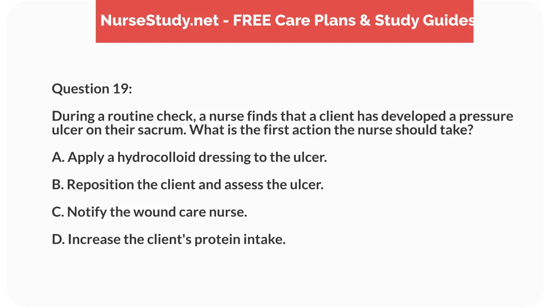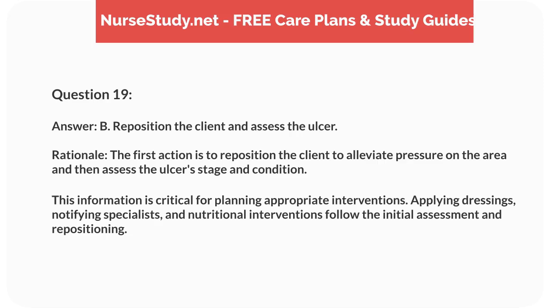Question 19. During a routine check, a nurse finds that a client has developed a pressure ulcer on their sacrum. What is the first action the nurse should take? A. Apply a hydrocolloid dressing to the ulcer. B. Reposition the client and assess the ulcer. C. Notify the wound care nurse. D. Increase the client's protein intake. Answer B. Reposition the client and assess the ulcer.